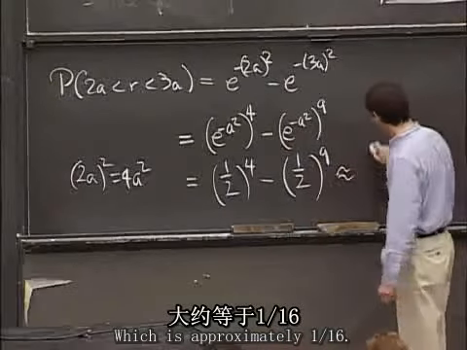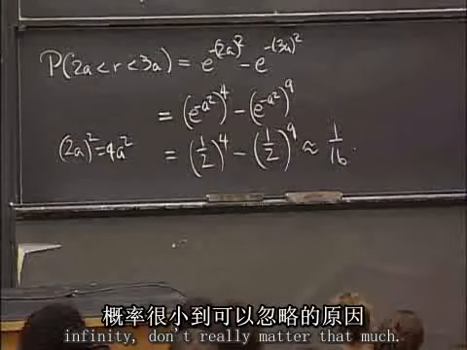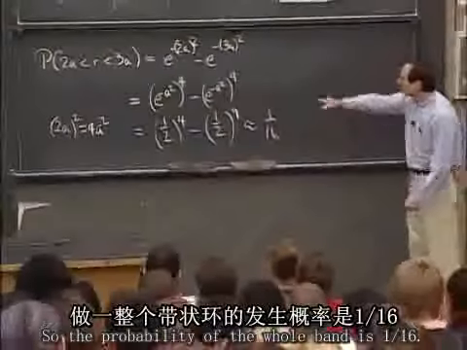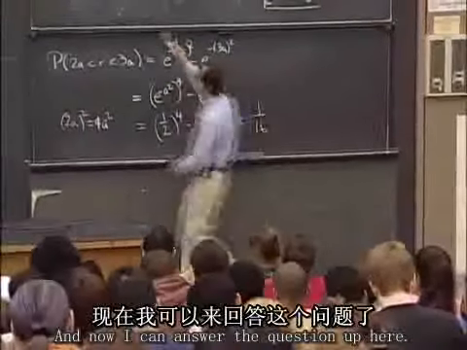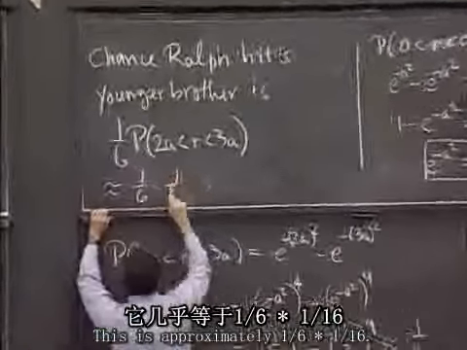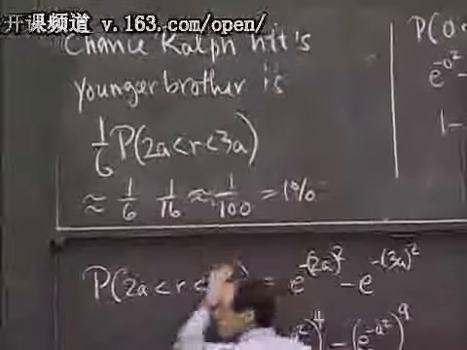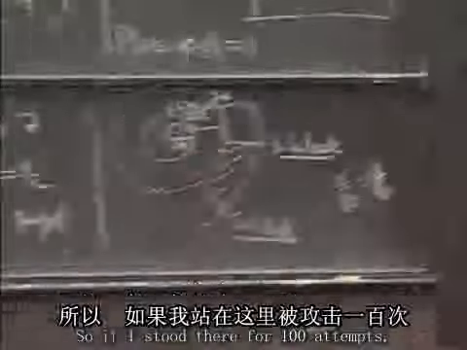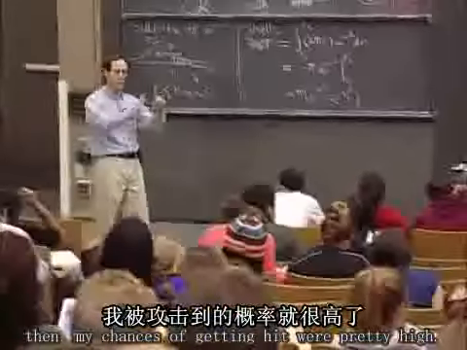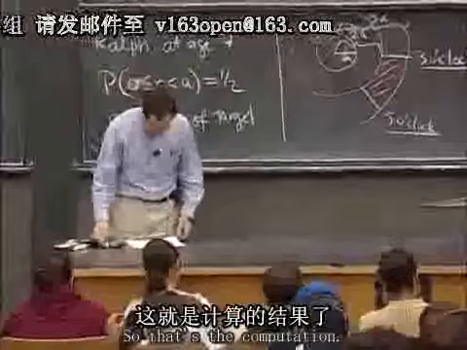which is approximately 1/16. This is negligible, this part here. And this is actually why these tails, as you go out to infinity, don't really matter that much. So this is a much smaller number. So the probability of the whole band is 1/16. And now I can answer the question up here. This is approximately a sixth times a 16th, which is about 1/100th, or about 1%. So if I stood there for 100 attempts, then my chances of getting hit were pretty high. All right? So that's the computation.